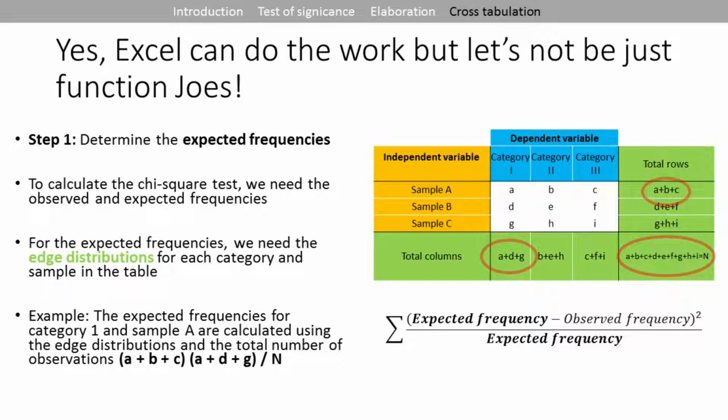table. And here is the example. The expected frequencies for category 1 and sample A are calculated using the marginal distribution and the total number of observations. And there is a small formula there: A plus B plus C multiplied by A plus D plus G and divided by the number of observations here. That's the basic gist of it.